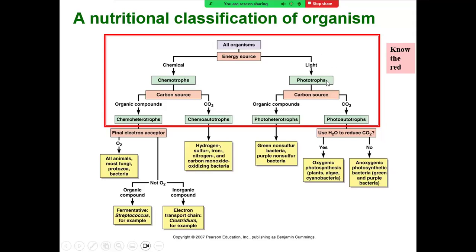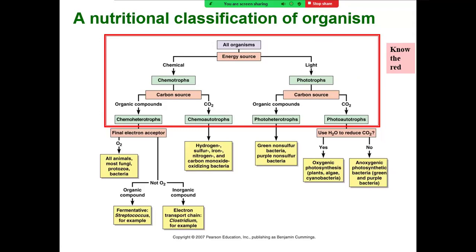If, on the other hand, the phototrophs get their carbon source from CO2, they are a photoautotroph. And all of you should be familiar with photoautotrophs because green plants are photoautotrophs. And they produce oxygen. You probably should know that, but I'm not going to ask you because it's outside the red box. Any question about the phototrophs?